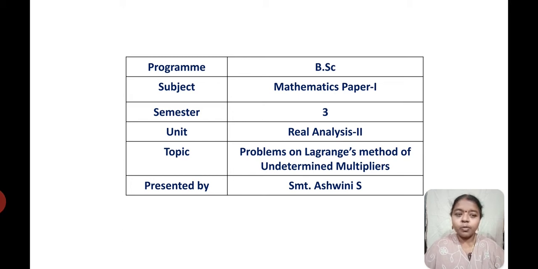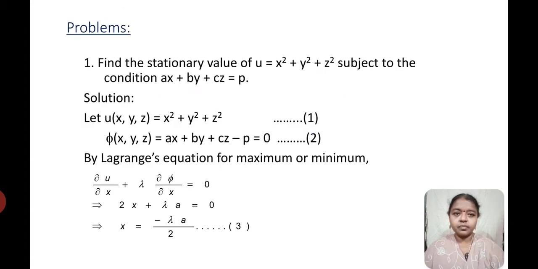Let's study problems on Lagrange's method of undetermined multipliers with a single condition given. The first problem says, find the stationary value of u is equal to x square plus y square plus z square subject to the condition ax plus by plus cz is equal to p.